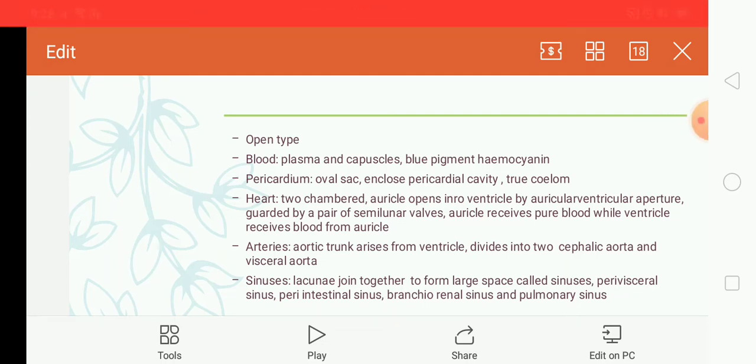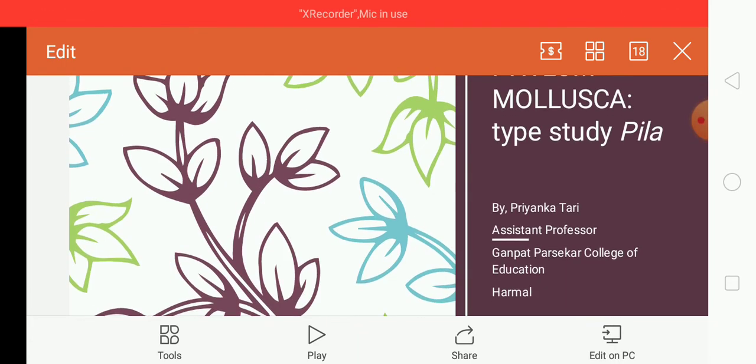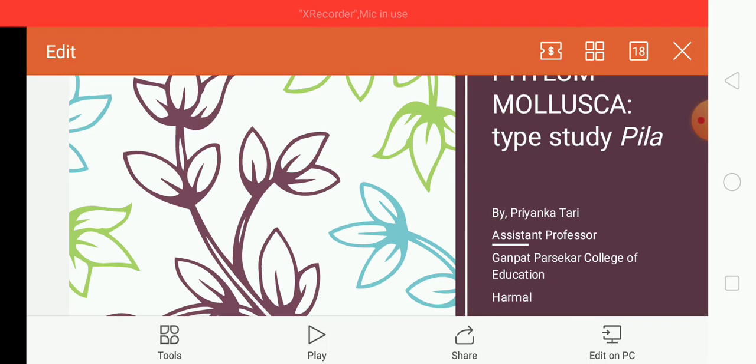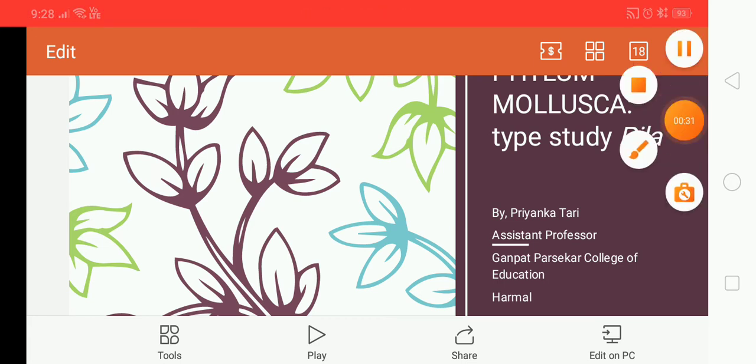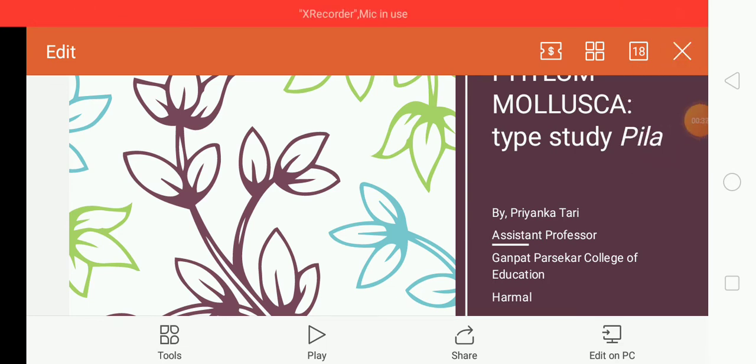Good morning, students. In today's lecture, we are going to study the type study of Pila, a continuation from our last lecture. In our last lecture, we already dealt with the digestive system and the respiratory system, in the aquatic mode and also in the terrestrial mode. What are the different types of respiratory organs found in a Pila? So now, in today's lecture, we are going to study the circulatory system and excretory system of Pila.